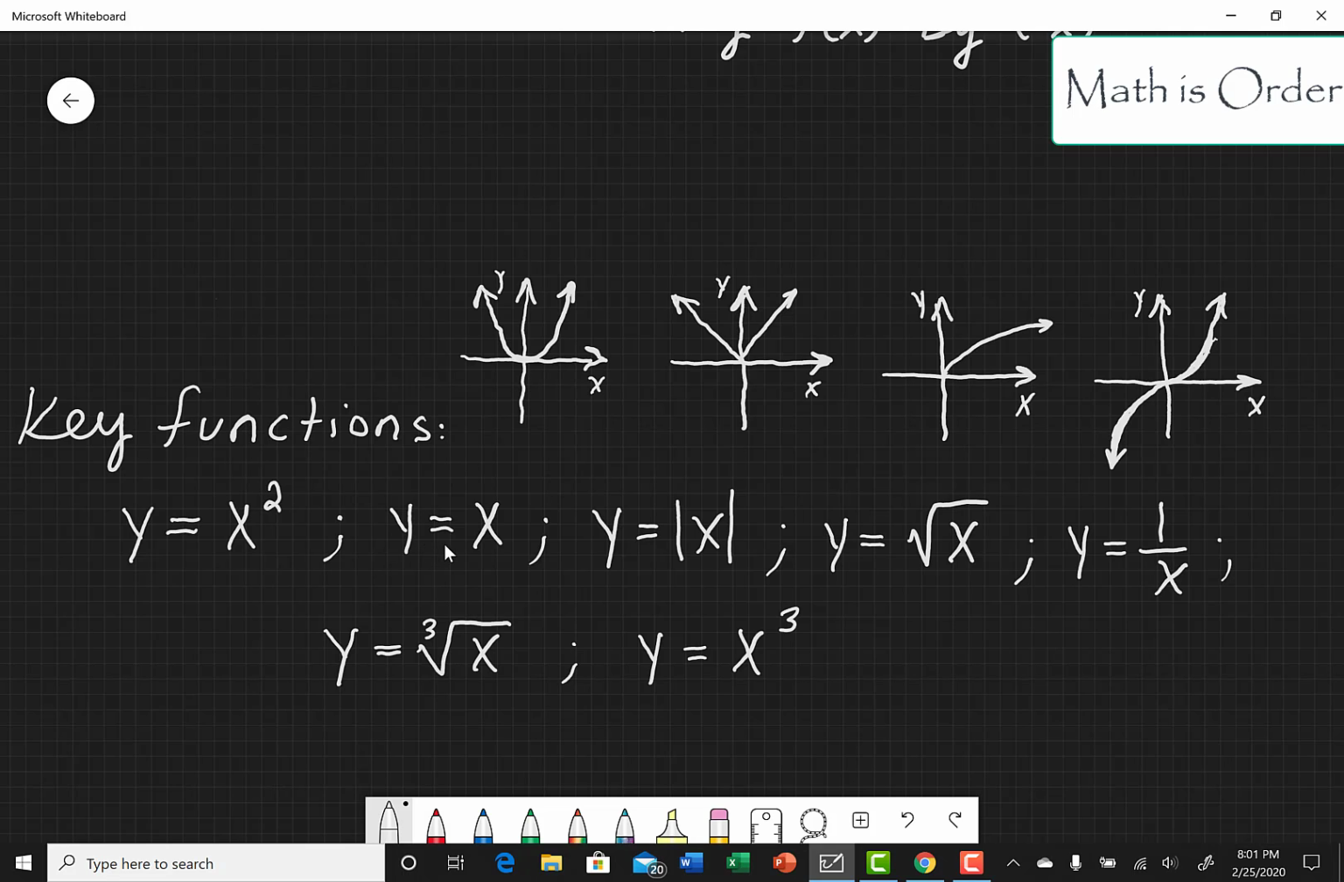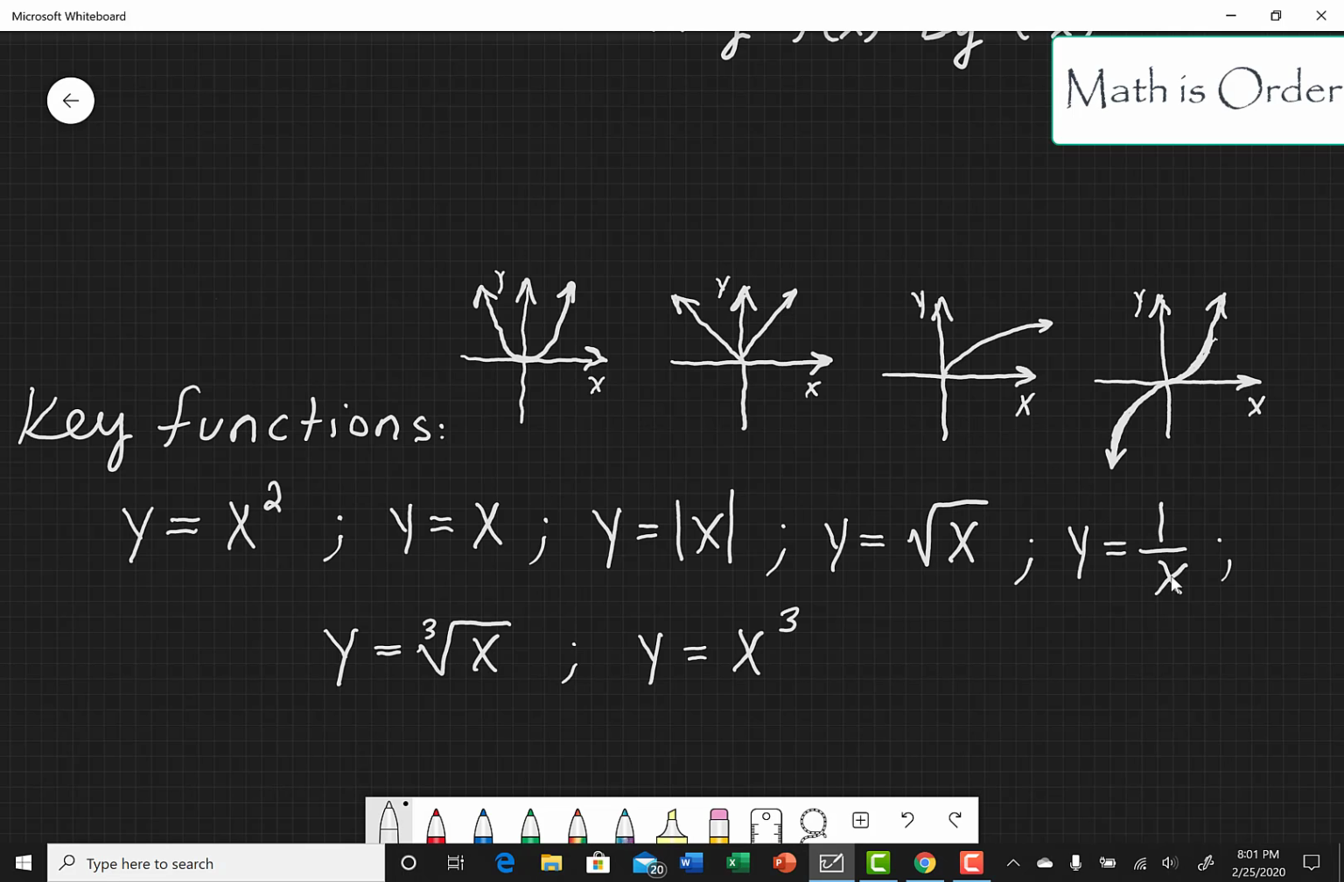And then we got the y equal x. This is just a diagonal line through the origin going up. I didn't bother to draw this graph. And then we got y equal absolute value x. That is this graph. And we got y equals square root x. That is this graph.